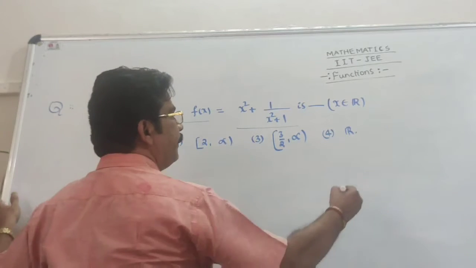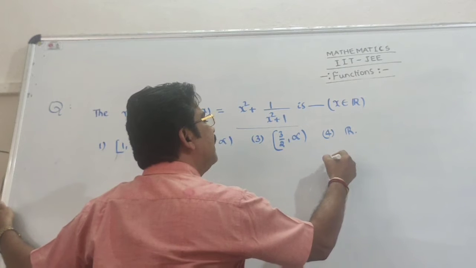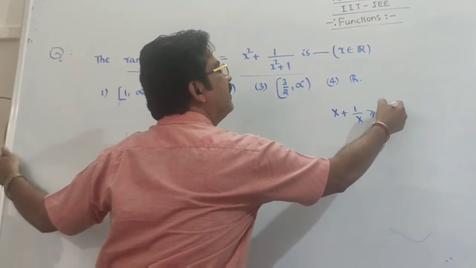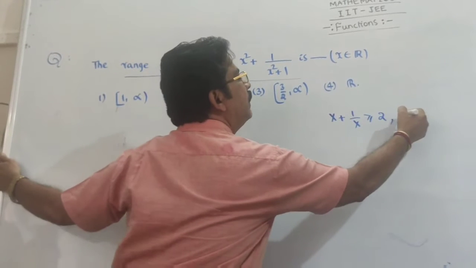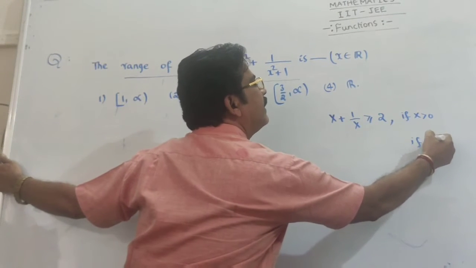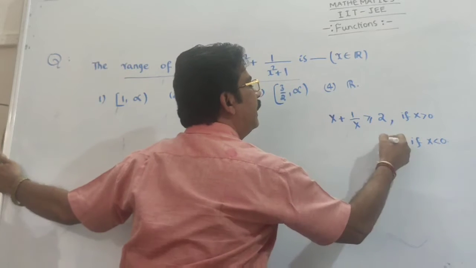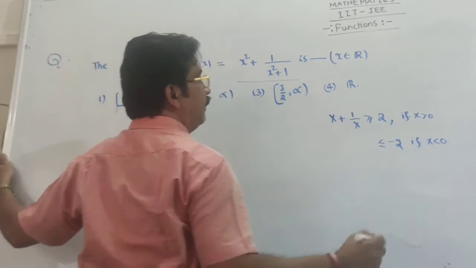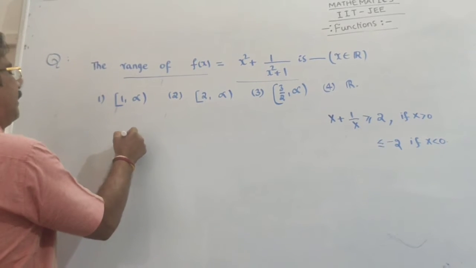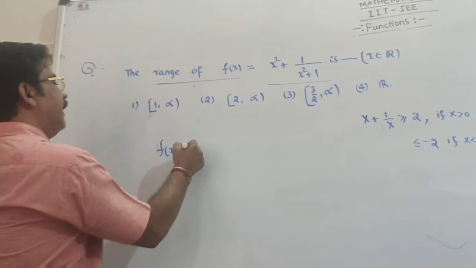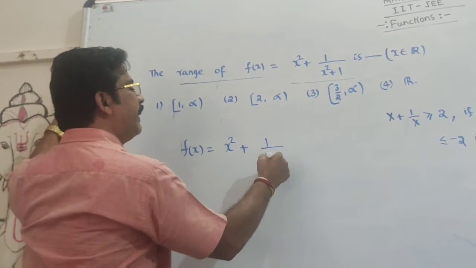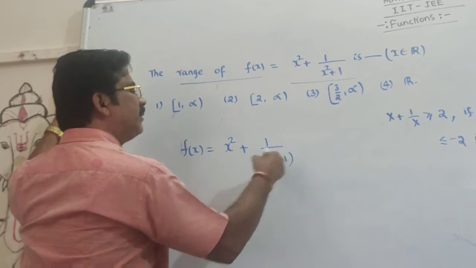Okay, here one formula is there. x plus 1 by x is always greater than or equal to 2 if x is positive, and if x is negative it is less than or equal to minus 2. Okay, let it be. Here once again let us consider f of x equal to (x square plus 1) divided by (x square plus 1).